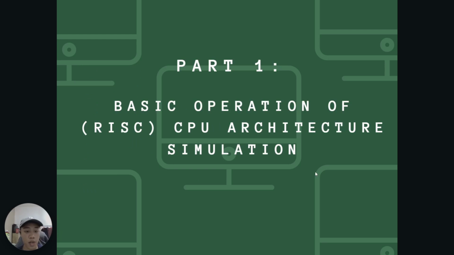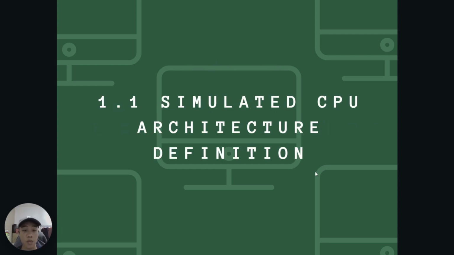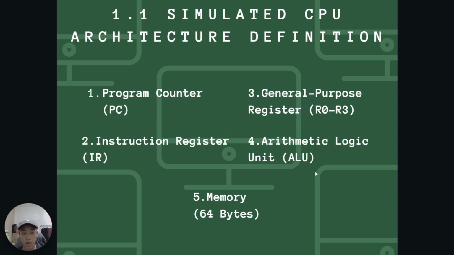First is question 1, which is my part, basic operation of CPU architecture simulation. For 1.1 is the simulated CPU architecture definition. First, program counter. Program counter is used to keep track of which instruction comes next in our simulation. It is a simple number that starts at 0 and increases by 1 after each instruction.